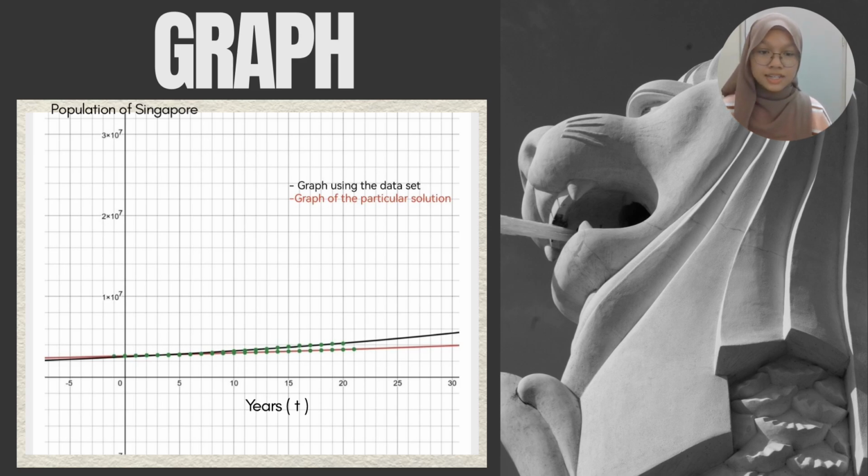From the graph, the estimated value increased in line with the actual data. However, as the years progress, the estimated value begins to show a slight deviation from the actual data. This slight deviation may be influenced by several global factors.